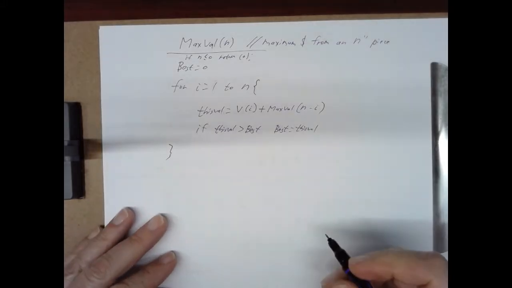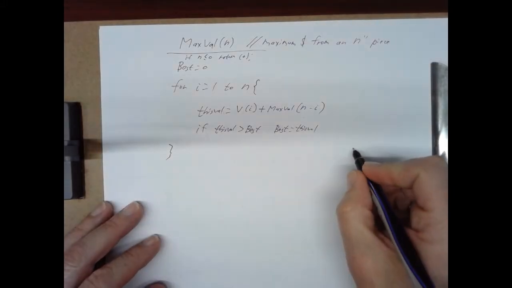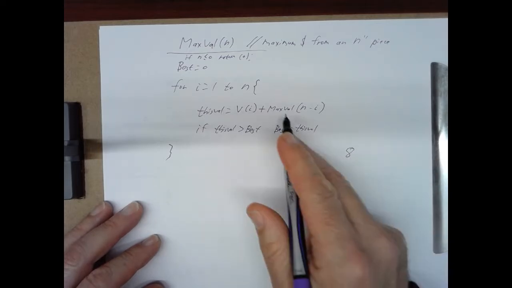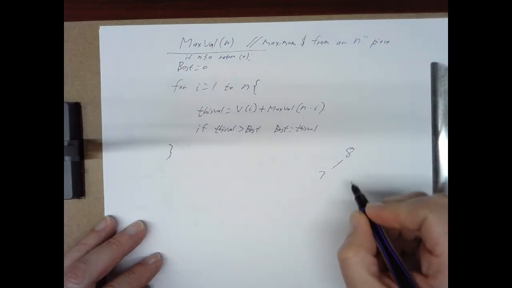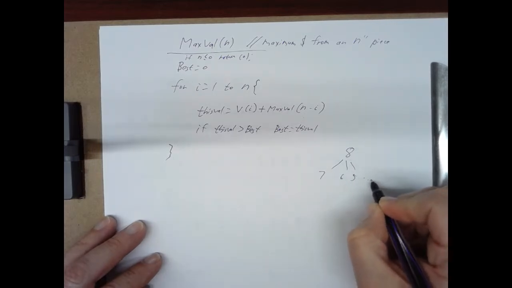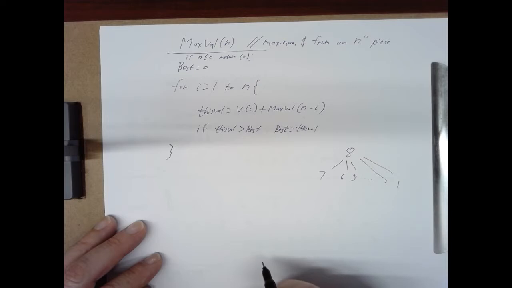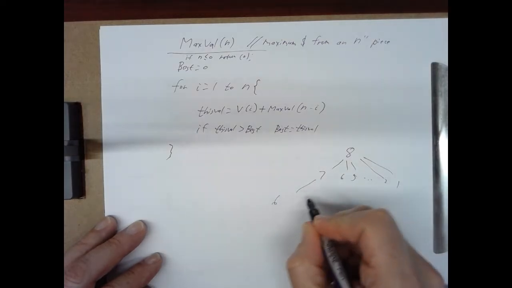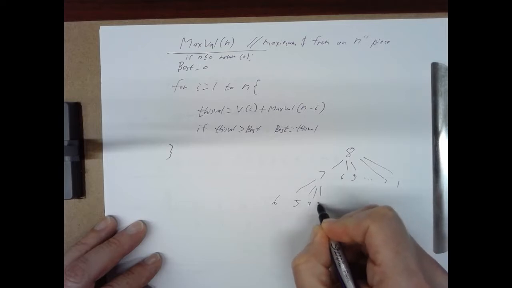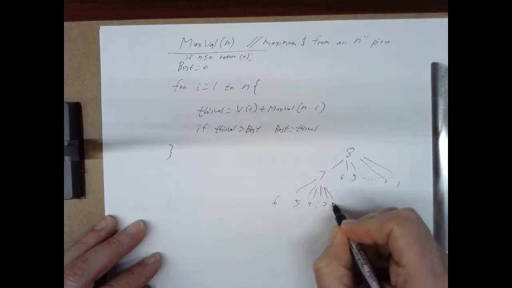So let's look at this for MaxVal of 8. We're going to need to know, if we cut 1 inch, what we get out of a 7-inch piece, and a 6, and a 5, and a 2, and a 1. And to solve the problem for 7, we're going to need to know what we get out of a 6, and a 5, and a 4, and a 2, and a 1.